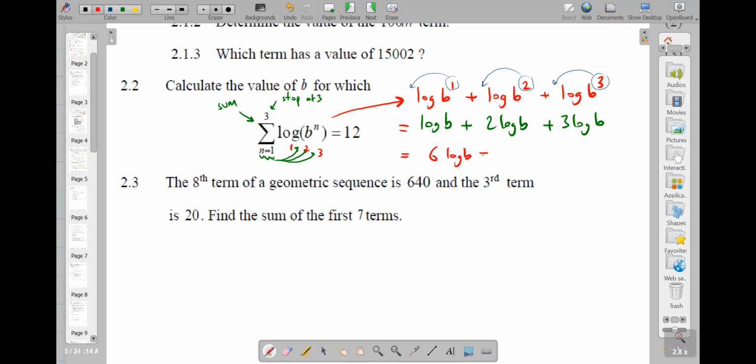Now I can write what is on the right side. This is 12. See, we find 6 log b is equal to 12. From there, log b is 2 if you divide both sides by 6. Now, for this last step, remember, if the base of a log is not written, that means it is 10. We can apply the jump rule from here. What is that? 10 to the power of 2 is equal to b. So that's how we end up with the value of b, which must be 100.